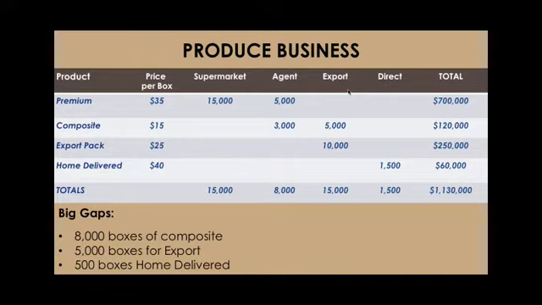Now, if we map out where we are now and what we expect to have coming in the door, and then add what our expectations are over and above that, you end up with the gaps. For example, we might end up with a gap of 8,000 boxes of composite, 5,000 boxes for export, and 500 boxes to be home delivered. Well, that's much easier than saying we need to generate an extra $250,000 in revenue and where we're going to get that from.